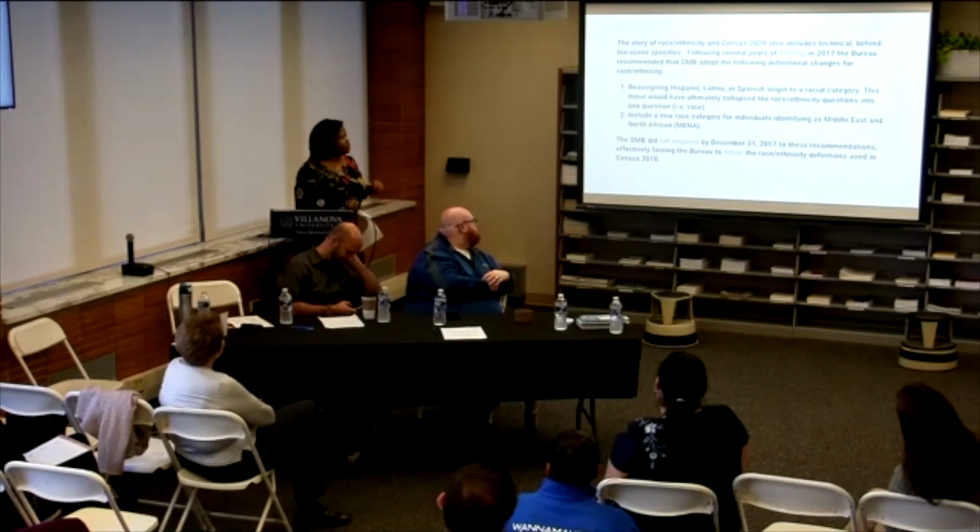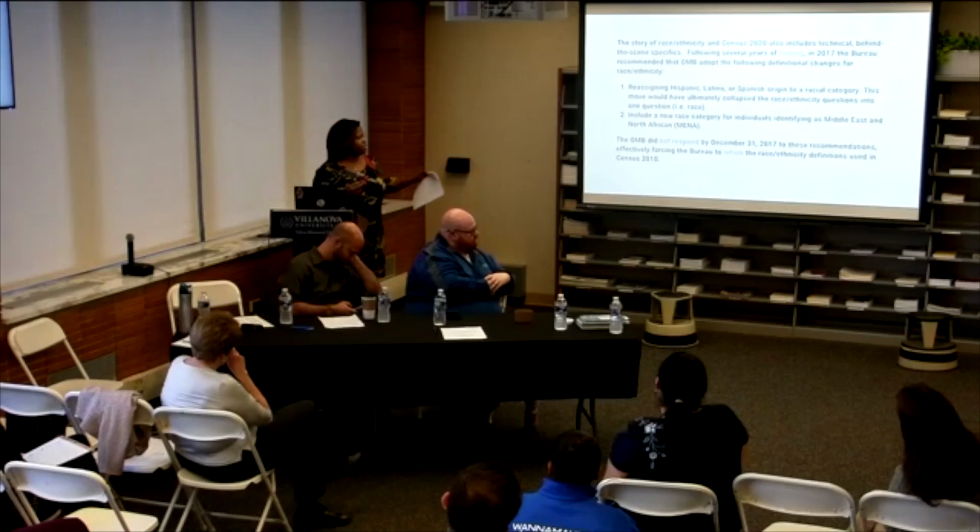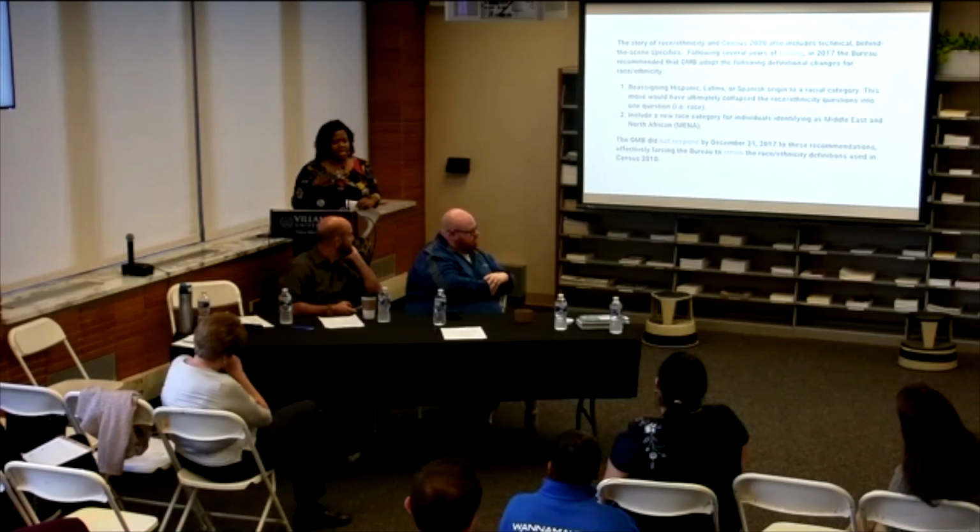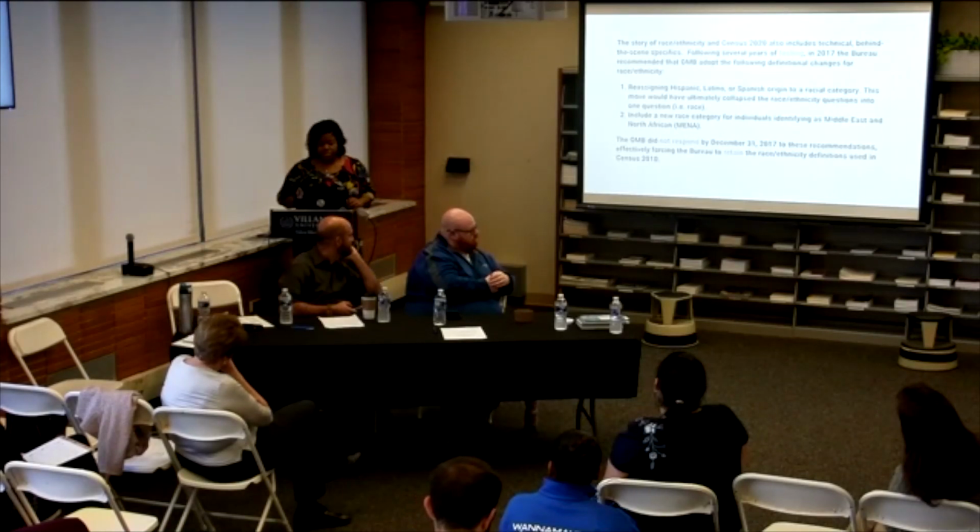The Obama administration proposed two changes. They wanted to reassign Hispanic, Latino, or a Spanish category, Spanish origin, to a racial category. They also wanted to include a new category of Middle Eastern, North African, a MENA category. And the Trump administration basically said no. They didn't respond to the inquiry. So it forced the Census Bureau to retain the race and ethnicity definitions used in the 2010 census.